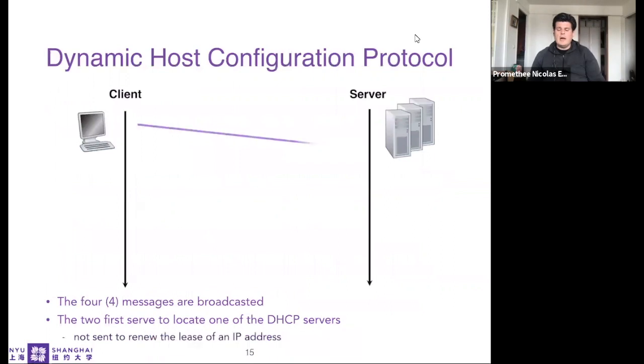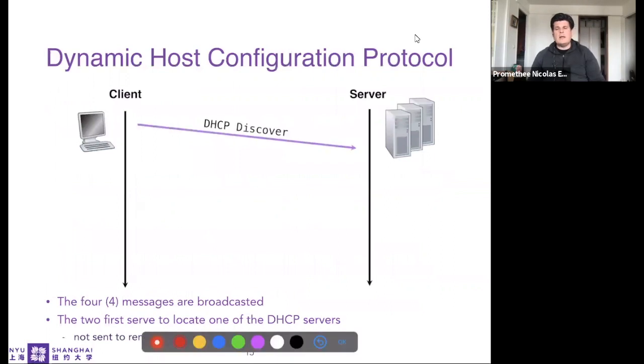So here I have a first client. He sent the first message, which is the discovery. So big question: do I have an IP address yet? As a client, do I have an IP address? If I'm contacting the DHCP, it's probably because I don't have any.